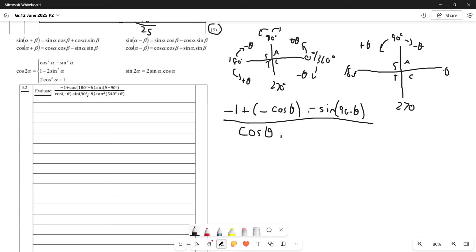Okay, and then sine 90 plus theta. We'll deal with that on the next line as we deal with this. So I'm just going to rewrite that for now. And then tan squared 540 minus theta.